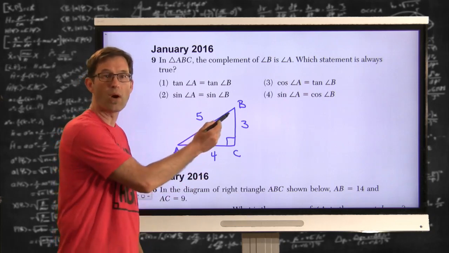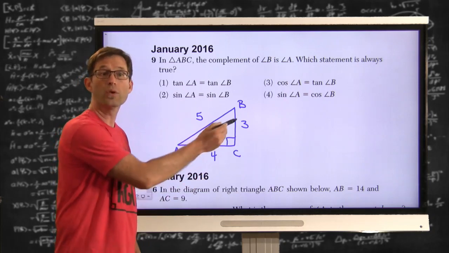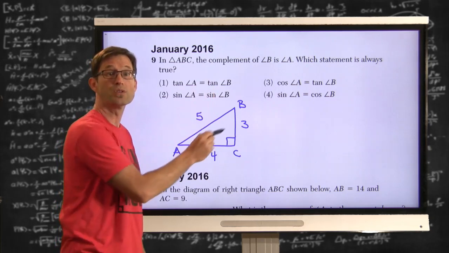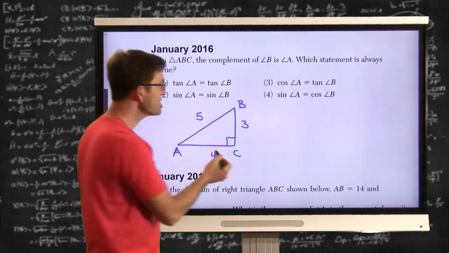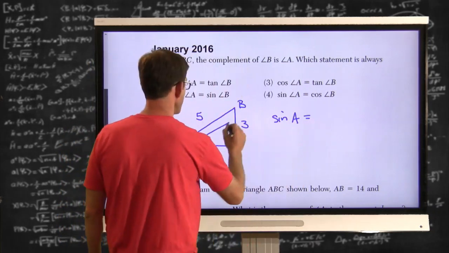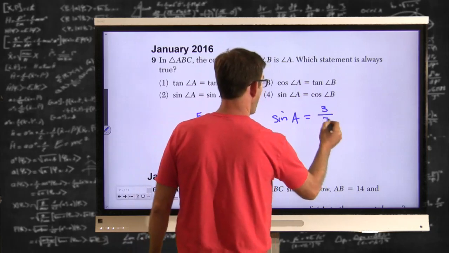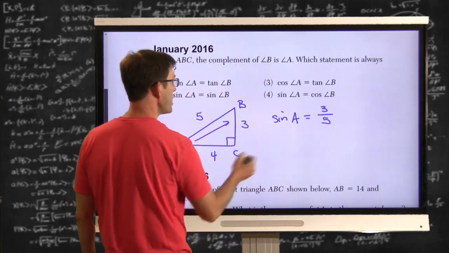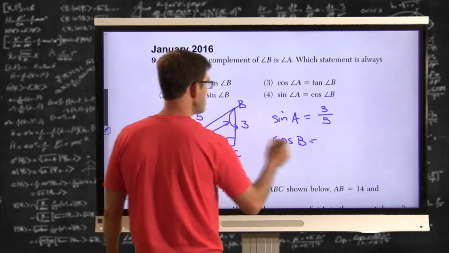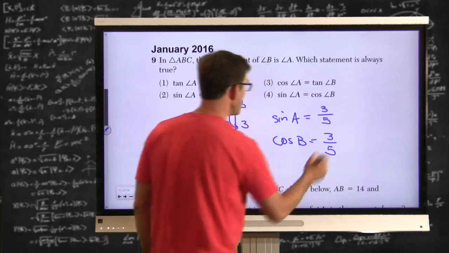A and B are complements of each other. The 2 acute angles in a right triangle are complements. So if A and B are complements, let's take a look at this. The sine of A, which is opposite divided by hypotenuse, is the same as the cosine of B, which is the adjacent side divided by the hypotenuse.